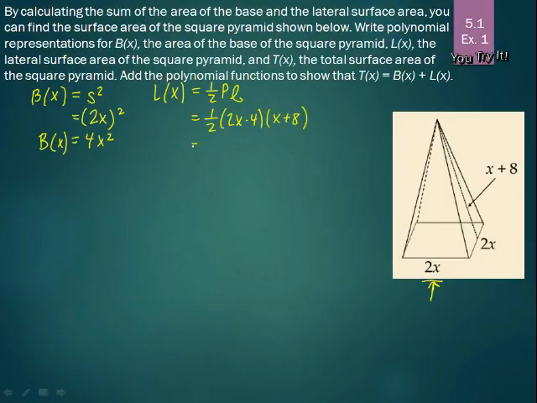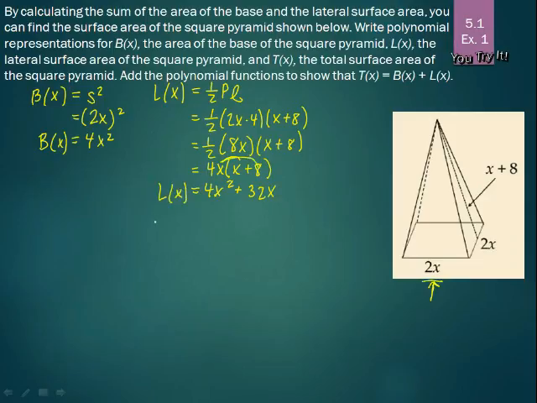So now we can go ahead and simplify this. Going in the parentheses first, 2x times 4 is 8x, and then times x plus 8. Now, 1/2 times 8 is 4, so that's 4x times x plus 8, and we can distribute this. 4x times x is 4x squared, and then 4x times 8 is 32x. And so we have our lateral area.